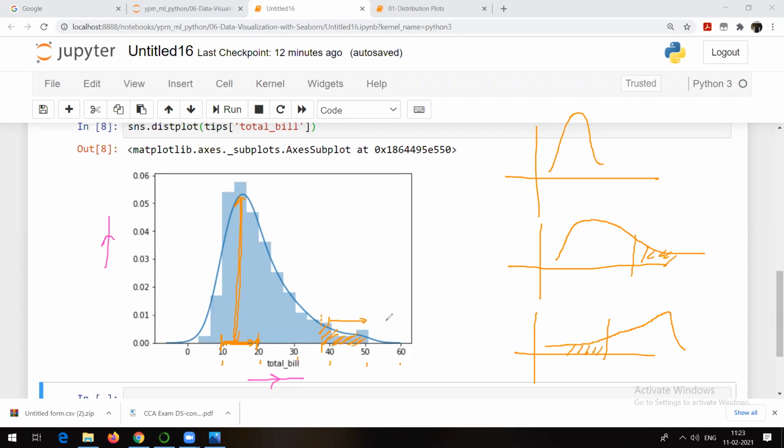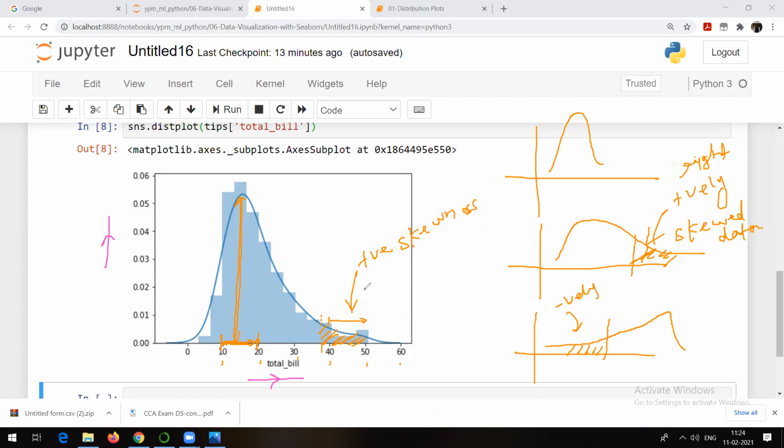Similarly, we got a skewness, and this type of skewness is called positively skewed data. Later on, we will talk about how to remove the skewness from the data, and why to remove it. This is called negatively skewed data or left skewed data, and this is called right skewed data. So in this case, we have positive skewness, or positively skewed data.